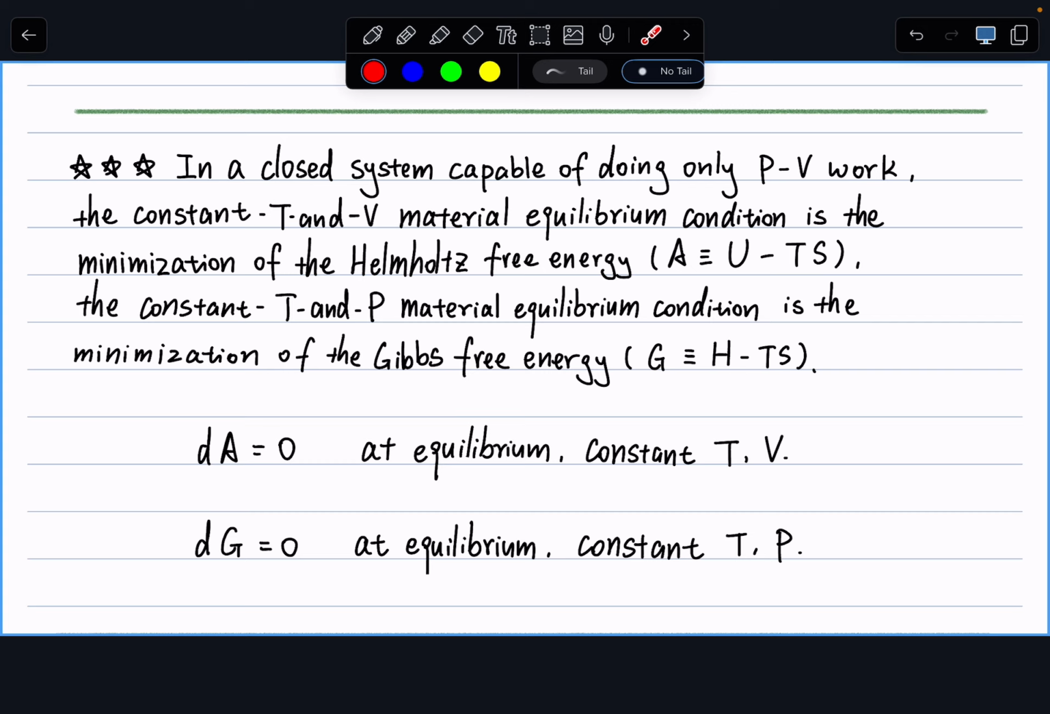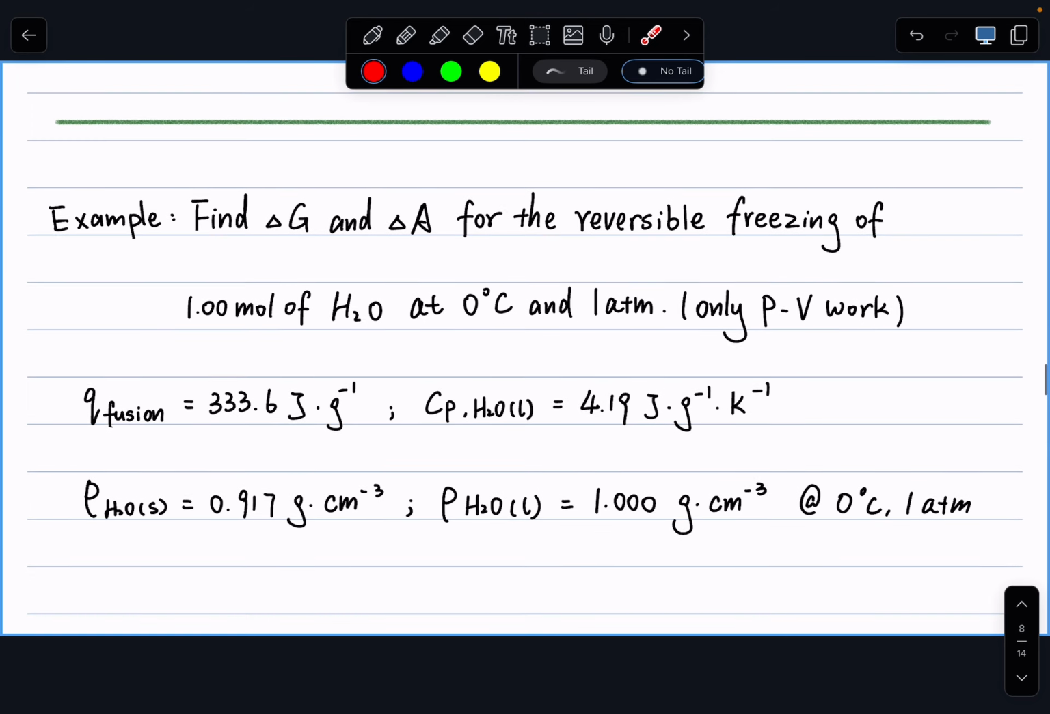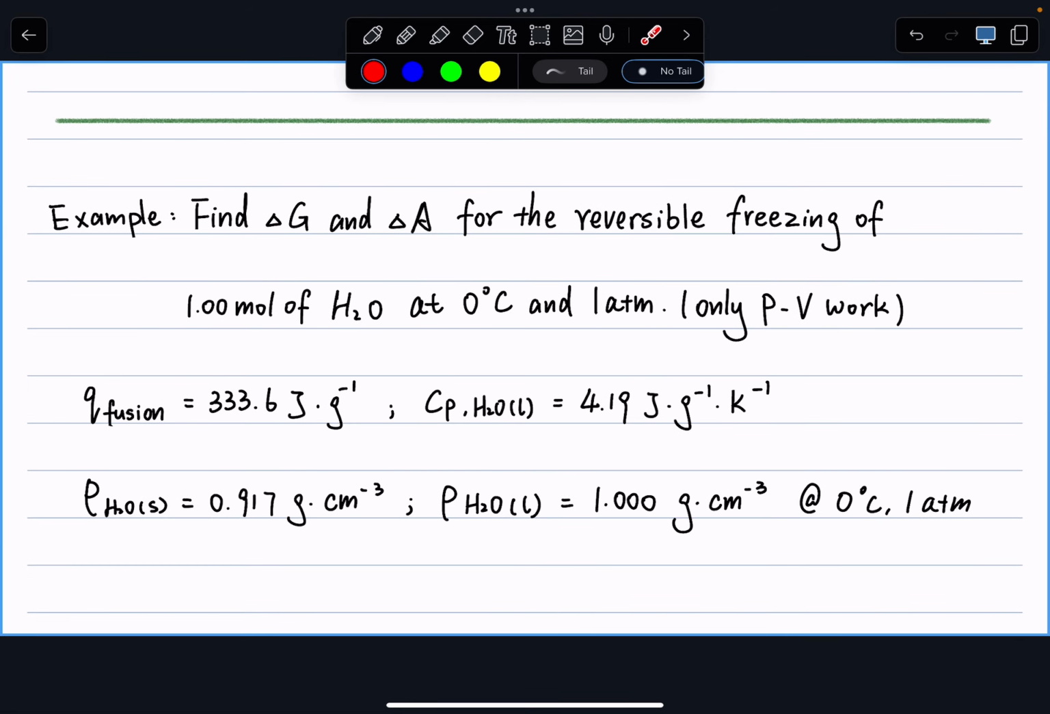And well, some of the obvious example questions you could be asked to solve is, what is delta G and delta A for a reversible freezing of, let's say, 1 mole of H2O taking place at 0 degrees and 1 atm, only doing PV work. And we're giving you several pieces of information, including Q fusion, CP of water, CP of ice, and also the density of water. You may not need all of them, but these are provided.